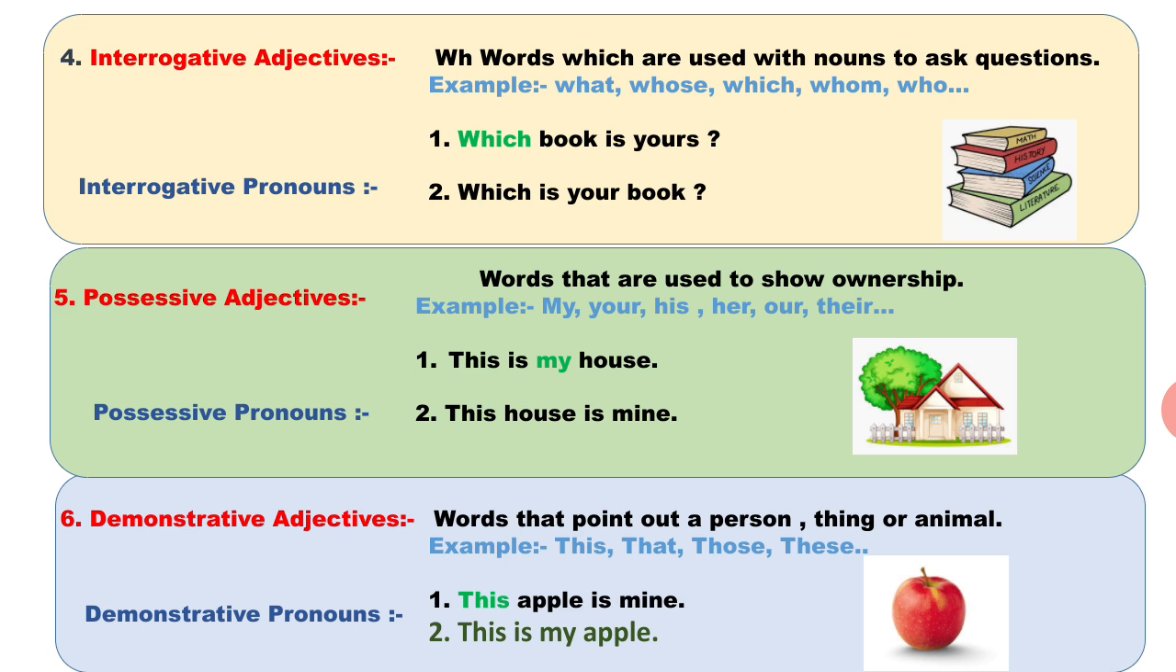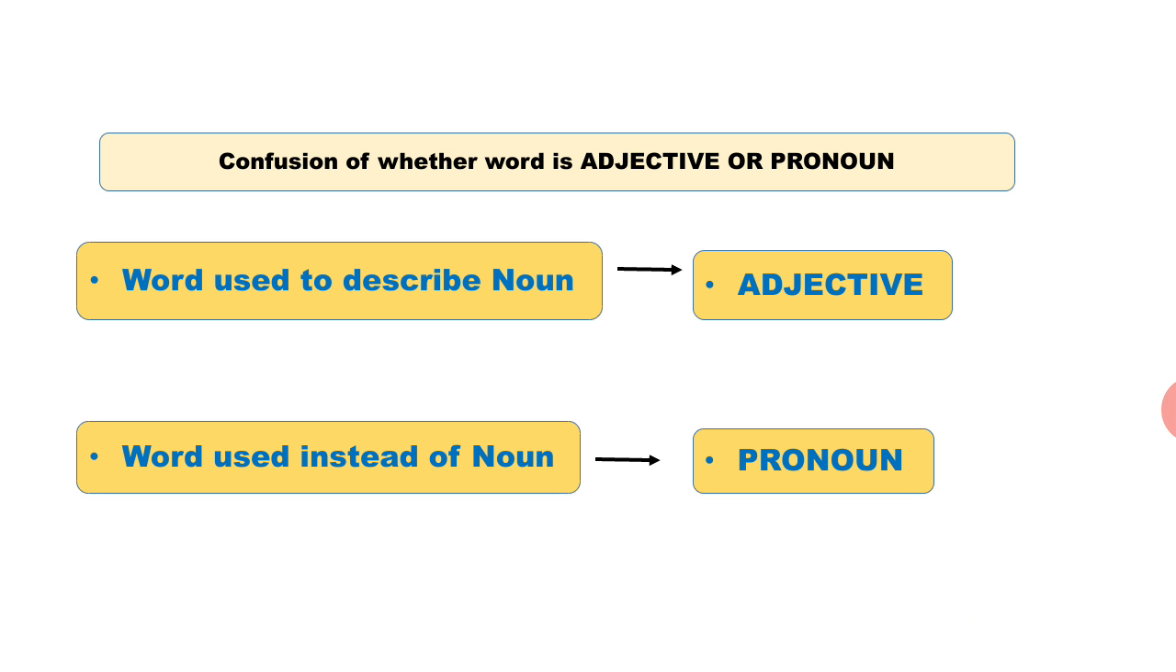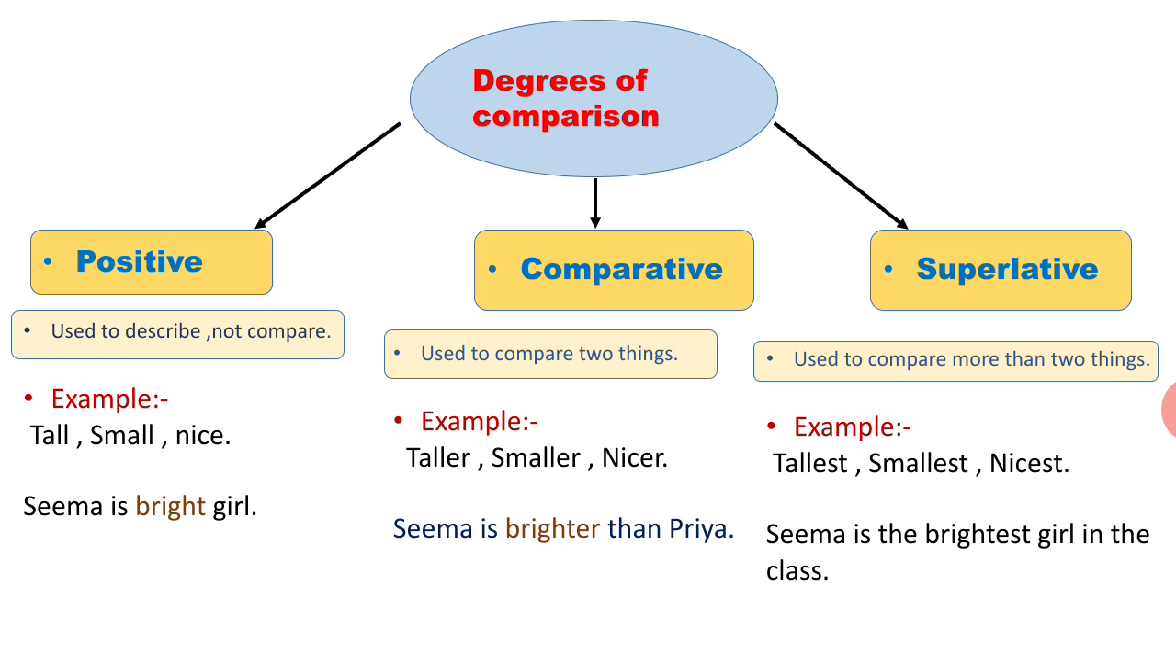So that will become demonstrative pronoun. So I hope you understood all the 6 types of adjectives. Now we will see the confusion of whether a word is adjective or pronoun. A word used to describe a noun, that is adjective. A word used instead of a noun, that is pronoun. I hope you understood all about adjectives and the types of adjectives.